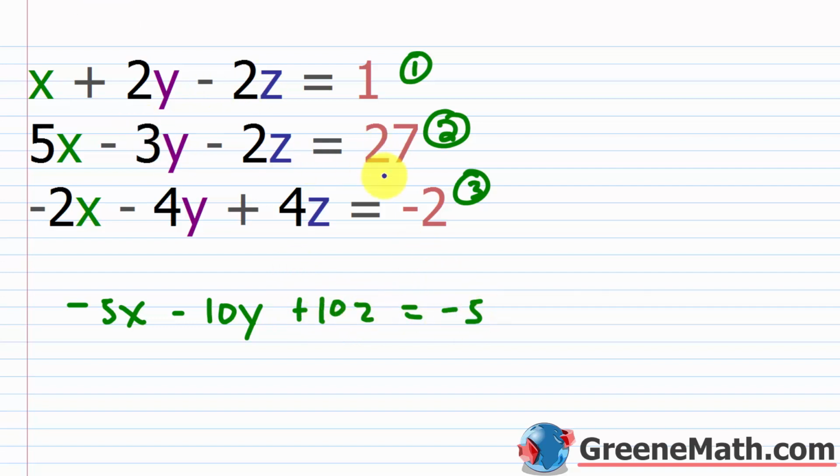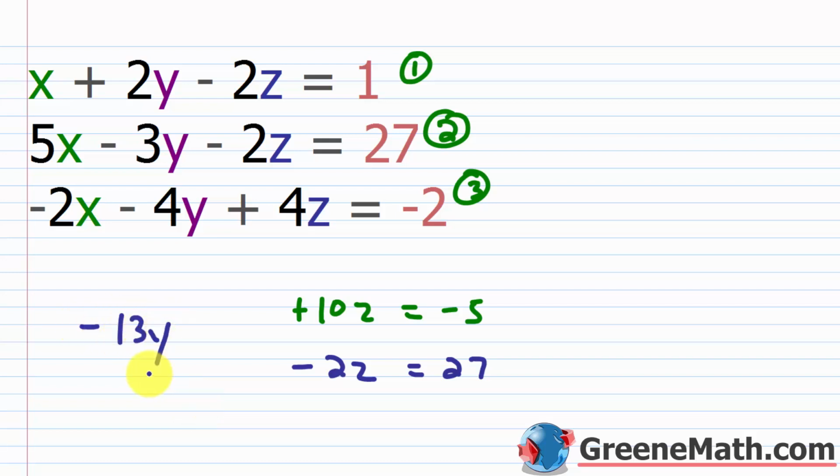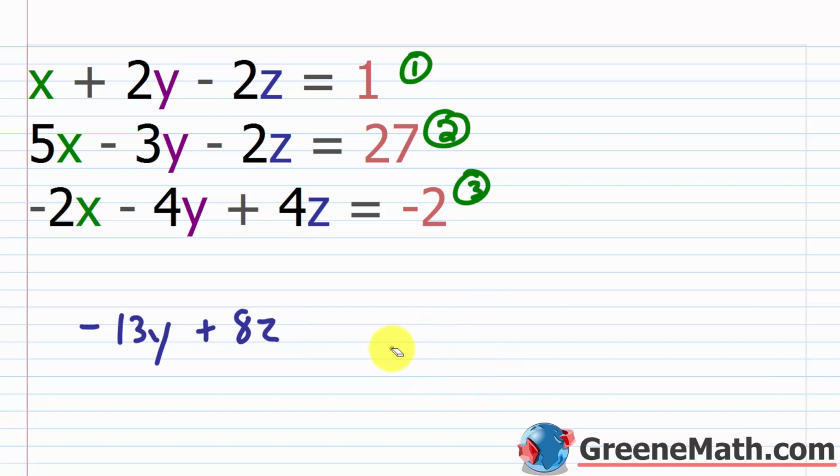And then I'm just going to copy equation 2. So 5x minus 3y minus 2z equals 27. So add the left sides, and the x variable is going to cancel, right? So this is basically gone. -10y minus 3y is going to be -13y. 10z minus 2z is going to be 8z, so plus 8z. And this equals -5 plus 27, which is 22. And again, so far so good, right? No problems. Everything looks okay.